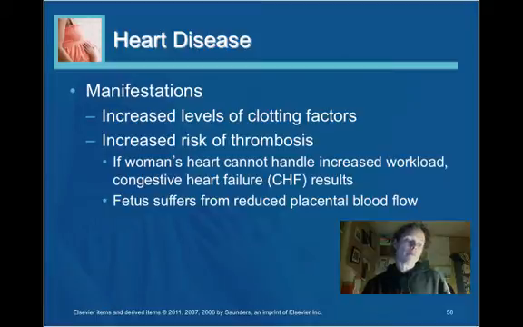The next condition that we're going to talk about is heart disease. Some of the manifestations that are particularly significant during pregnancy are increased levels of clotting factors. Remember, I mentioned in the last presentation that particularly in the second and third trimester, pregnant women are at risk for developing clots and at increased risk for thrombus. The woman can also be put into CHF if the heart can't handle the increased workload during pregnancy, and the fetus can suffer from reduced placental blood flow.